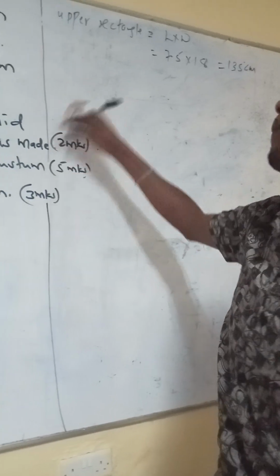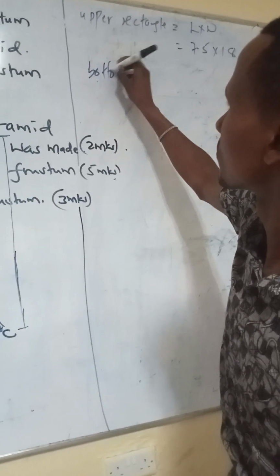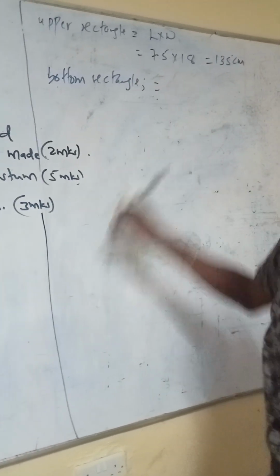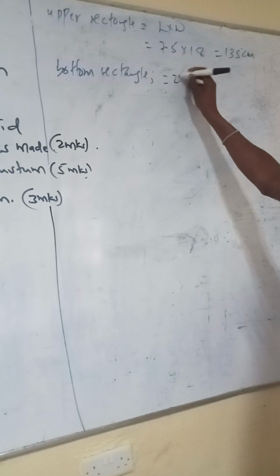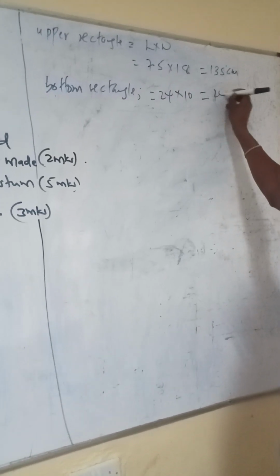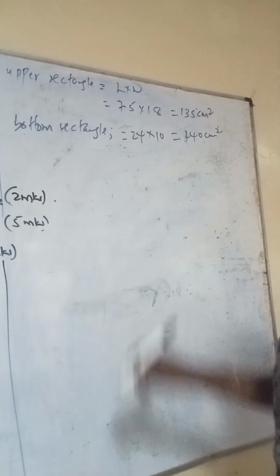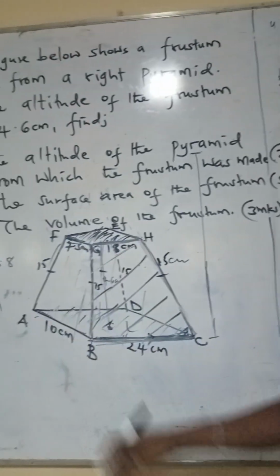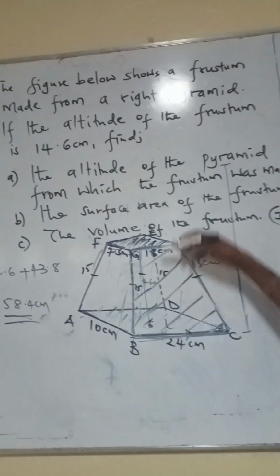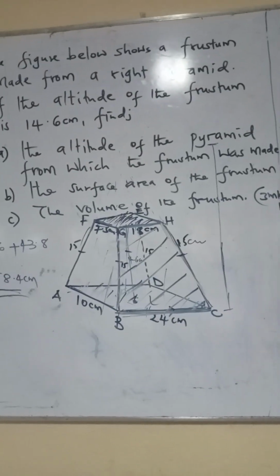To get the bottom part, the bottom rectangle, it is length, which is 24 centimeters by 10 centimeters, which is 240 centimeters squared, because it is area. So that is how we get to the area of the bottom. So what is remaining is the sides, and you are saying that you have two different trapezia.